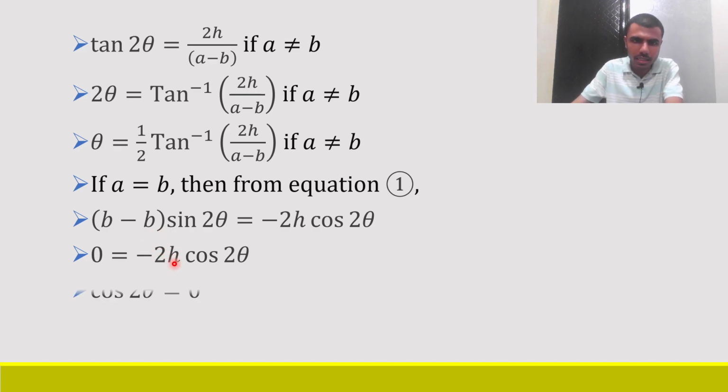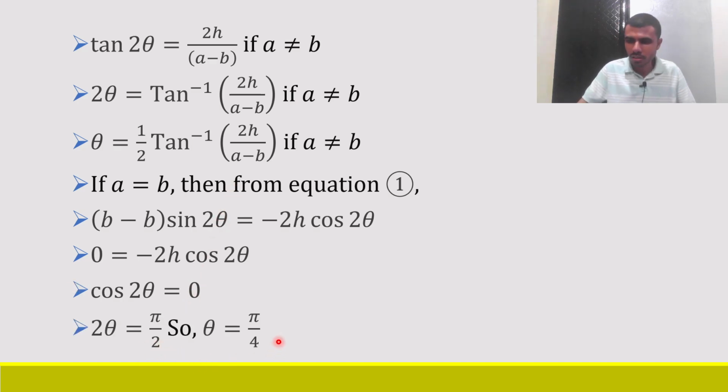So ultimately cos 2 theta is 0. Cos is 0 when the angle is pi by 2. That means cos 2 theta will be 0 when 2 theta is pi by 2. So theta is pi by 4.